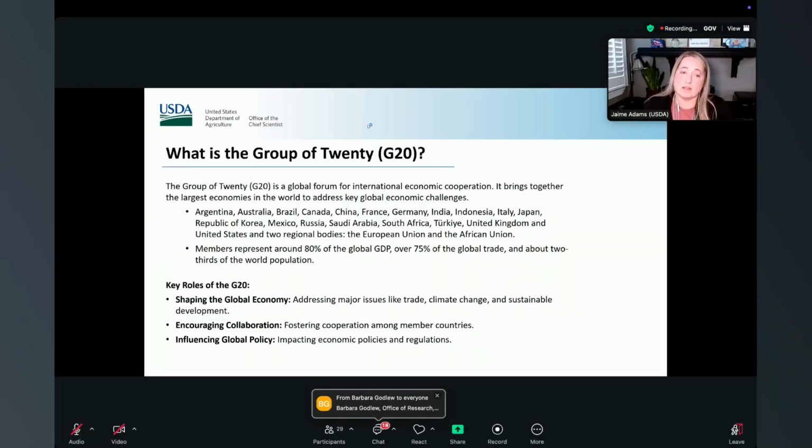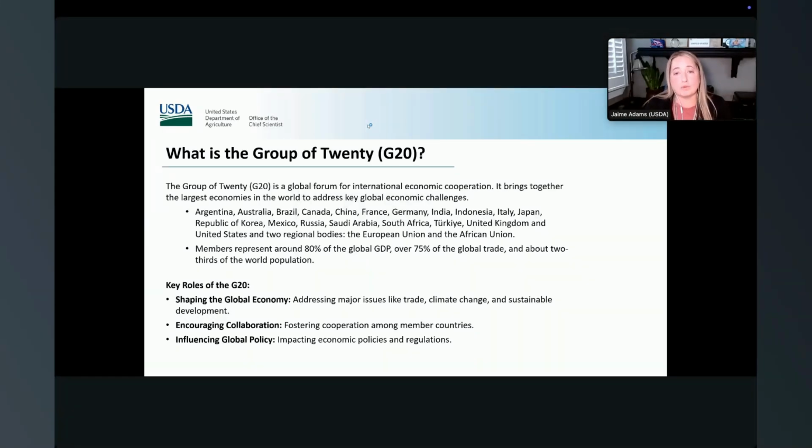The members of the G20 represent about 80% of global gross domestic product, or GDP, over 75% of global trade, and about two-thirds of the world's population. So it is one of the largest multilateral bodies. The key roles of the G20 are shaping the global economy, addressing major issues like trade, climate change, and sustainable development, encouraging collaboration and fostering cooperation amongst the member countries and the regional bodies, and influencing global policy, impacting economic policies and regulations. Next slide.